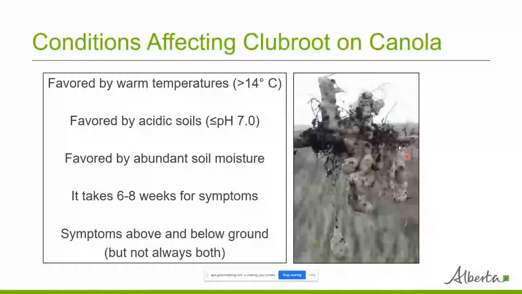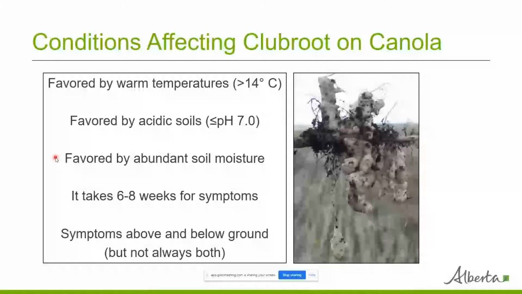Now, if you have a serious infection, you're always going to see the clubroot symptoms on the roots. You may or may not see any symptoms above ground. We'll take a look at those in just a second. I want to point out one thing though. Keep in mind that what I've said here about temperature and soil and moisture, the disease is favored.